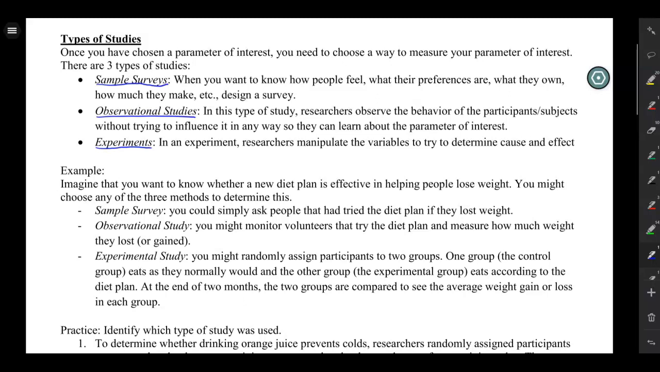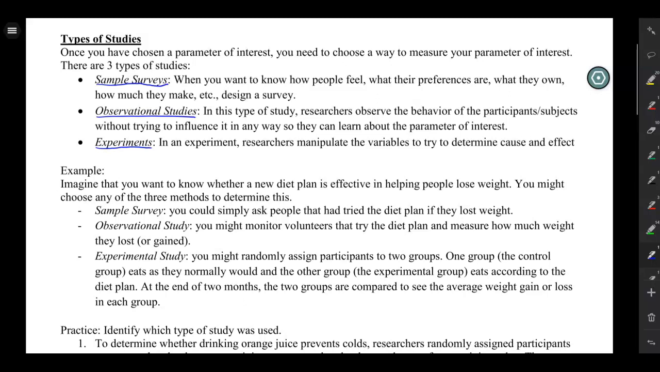If you're doing an observational study, you would monitor your volunteers that try the diet plan and then measure how much weight they lost or gained. So here you're not really interacting or trying to change what the participants are doing, but you are going to observe: did they gain weight, did they lose weight, and how much.